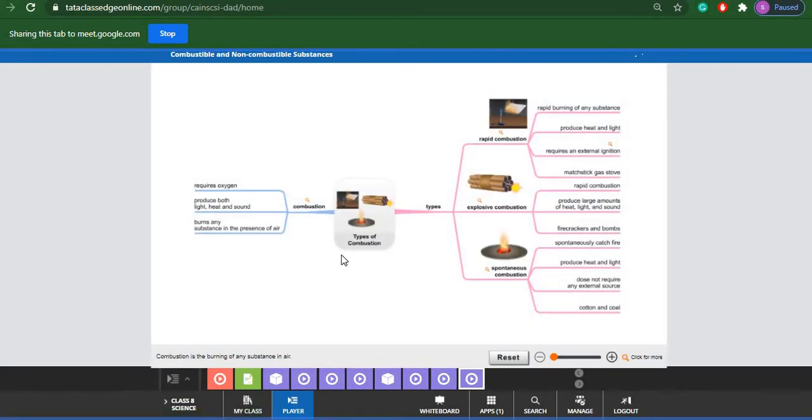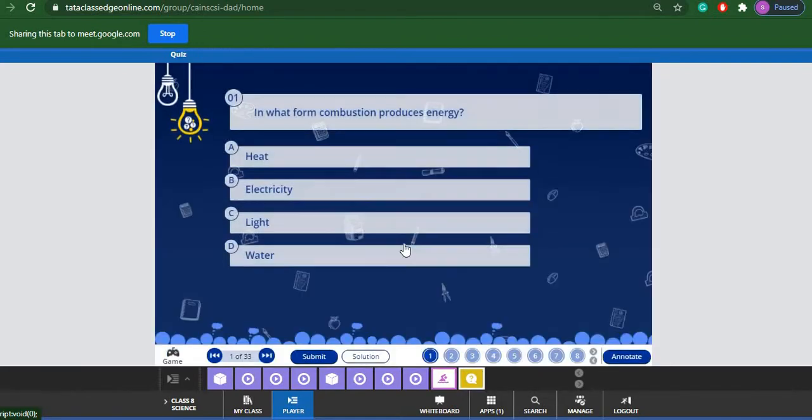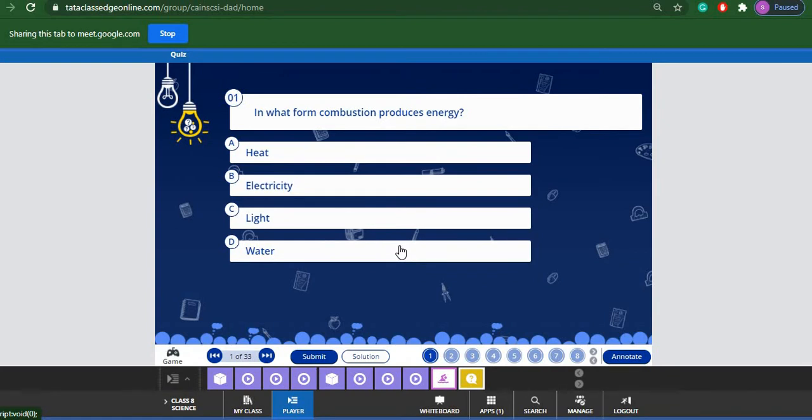This is the overview of the types of combustions. All three types are mentioned here, and a few properties are also mentioned here. And this is very important: required oxygen. Now it's a question answer session. Please everyone try to answer this one.